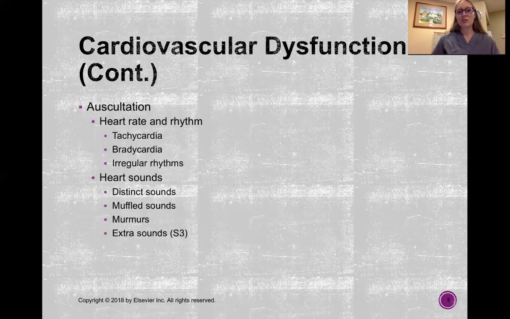Then we're going to move on to auscultation. And this is pretty standard. So we want to know, do we have tachycardia, bradycardia? Do we have irregular rhythms or regular rhythms? And some of the heart sounds that we're going to listen for are distant sounds or muffled sounds, murmurs, extra sounds, rubs, like the pericardial rub, things of that nature. So anything abnormal from a sound perspective, we're going to utilize auscultation to determine.